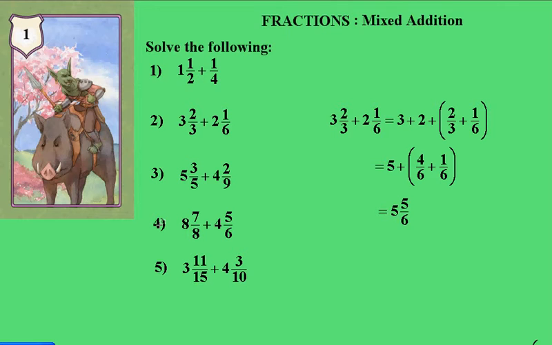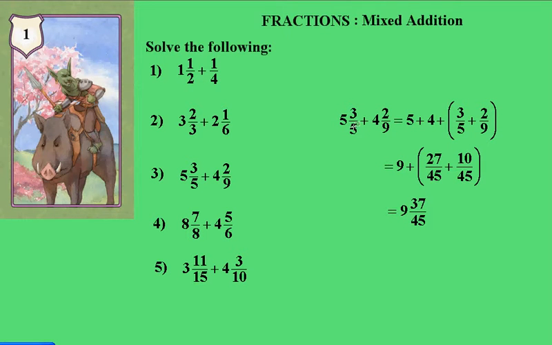Okay, the next one, similar sort of thing. We split up the whole numbers. There's the 3 and the 2 there, and separate the fractions out. So 3 plus 2 is 5. Now 2/3, we'll change it into 6ths by multiplying numerator and denominator by 2, getting 4/6. 4/6 plus 1/6 is 4 plus 1, 5/6. So the answer is 5 5/6.